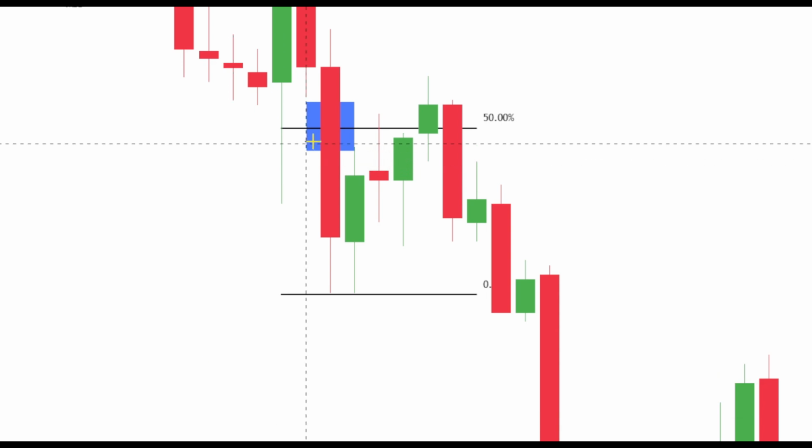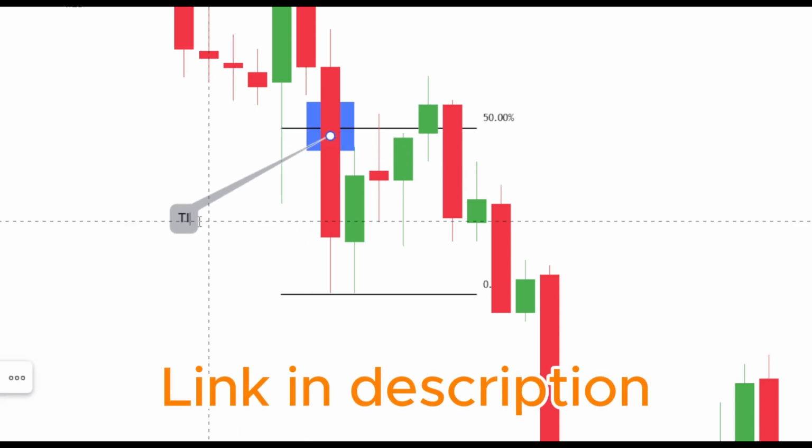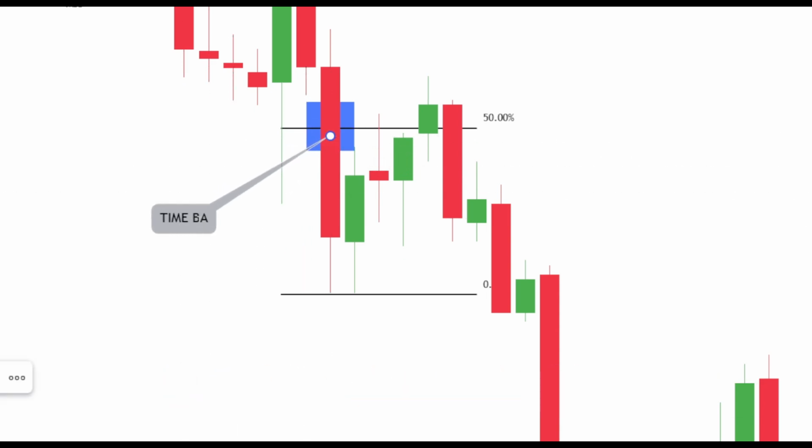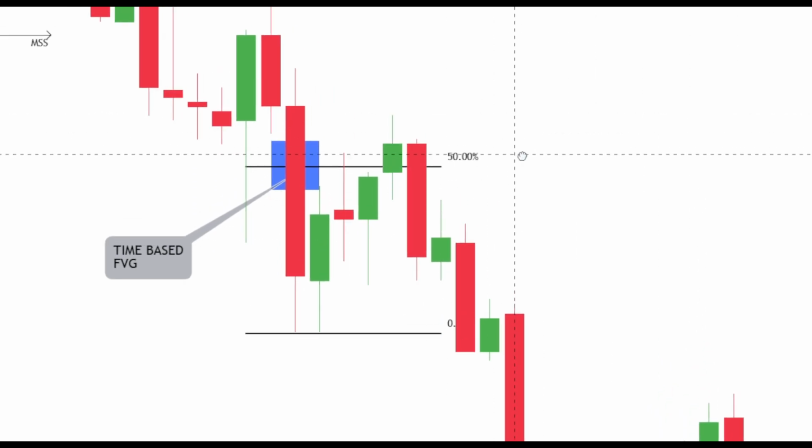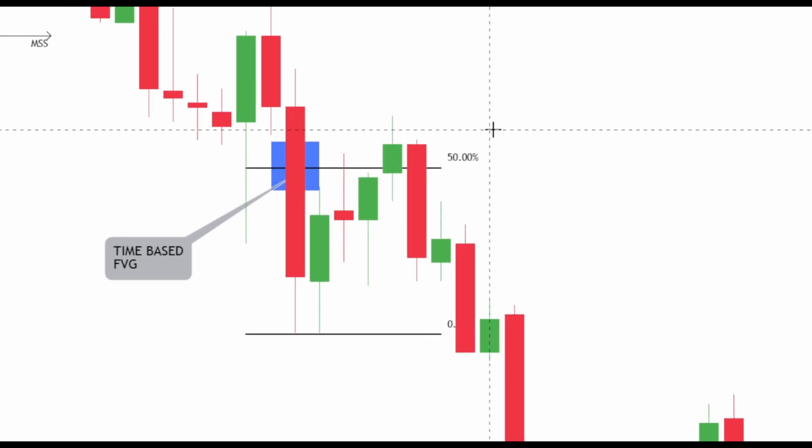We've now been given that time-based fair value gap, right? So we have a time-based FVG, fair value gap. The last thing we're looking for is price to come up above a 50% level before heading lower. And this is the key to understanding high probability fair value gaps, right?